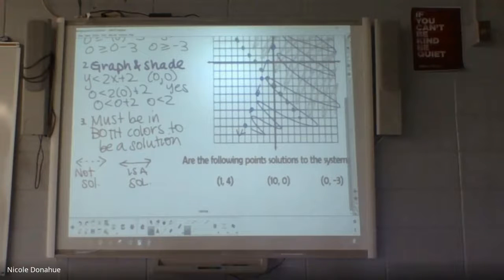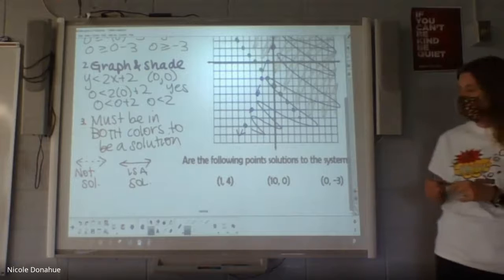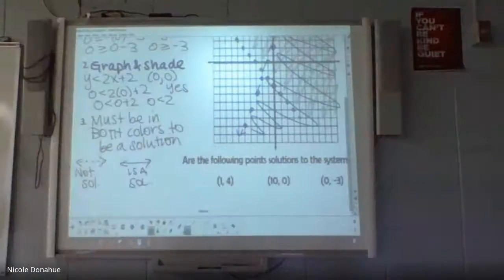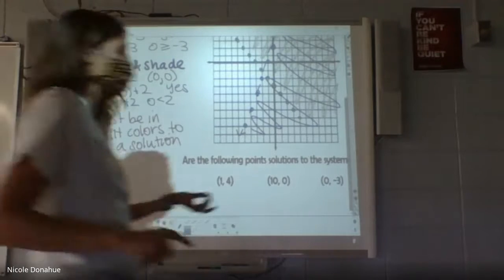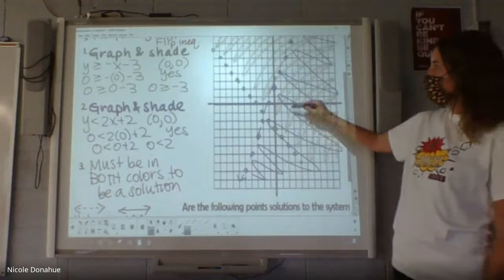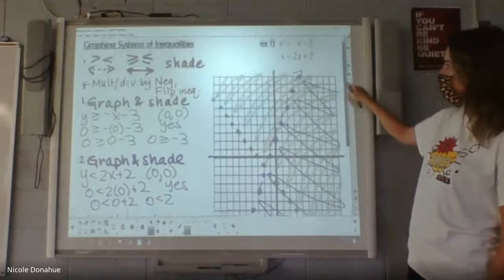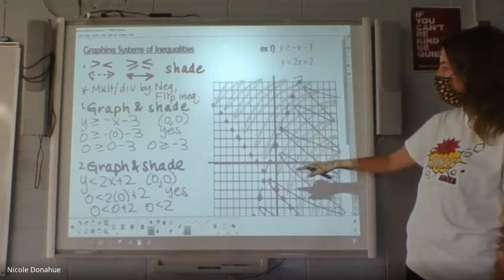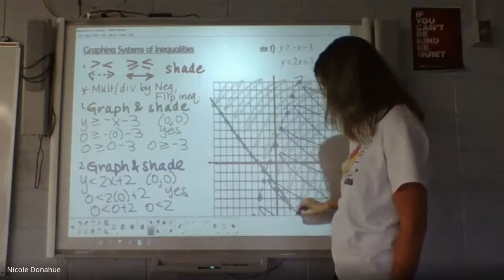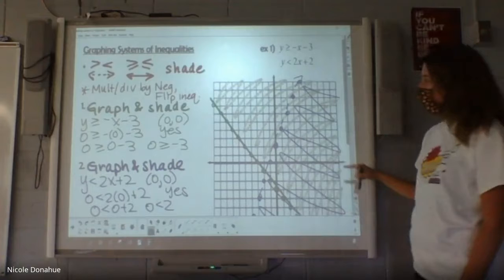No. All right, how about 1, 4? Is 1, 4 a solution? Is there an equal to line on that one? Oh, there was. On the green one, there was supposed to be a solid line. I missed that. Sorry, I had a solid line there.